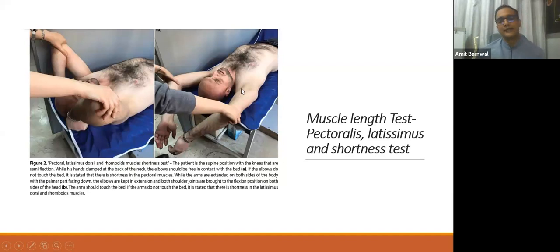For another test, the patient is in a supine position with both legs half flexed, the arm fully straight, and the palms facing the floor. We ask the patient to simply touch the bed. If there is any restriction, like this arm is going and this one is not, then we can say that there may be some shortening of the latissimus dorsi.